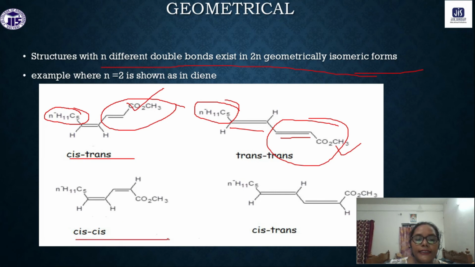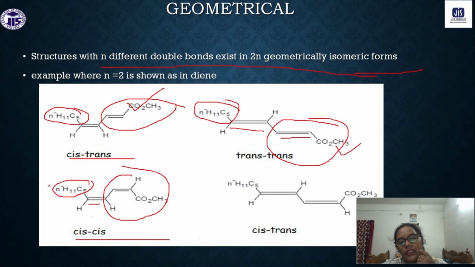Again this is cis isomerism. Why? Because these bulky groups, if we are considering this bond, these groups are on the same side, and if we are considering this double bond, that means again this group and this group will be on the same side, that means this is called cis.